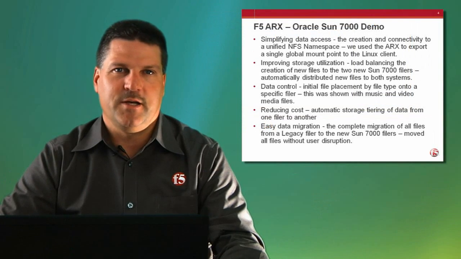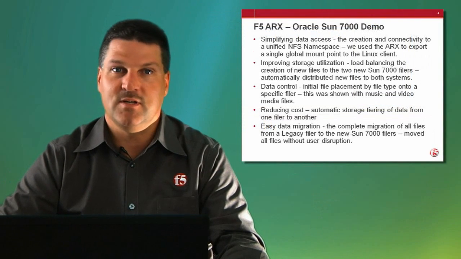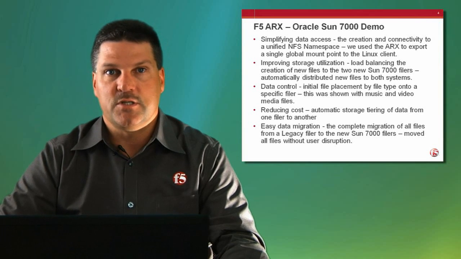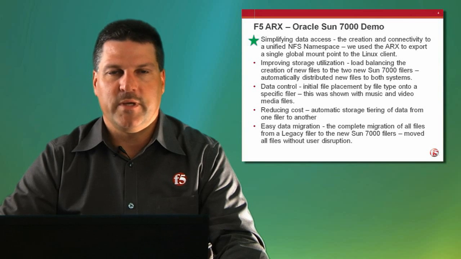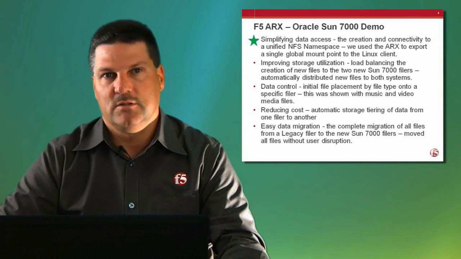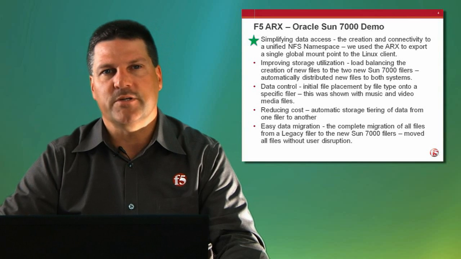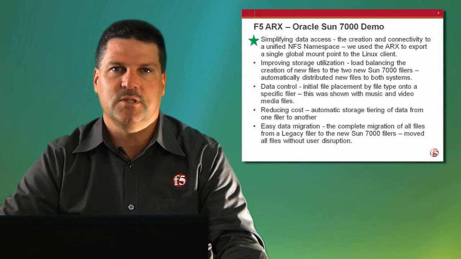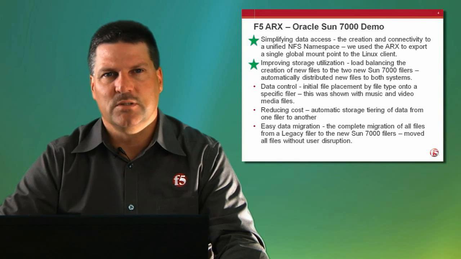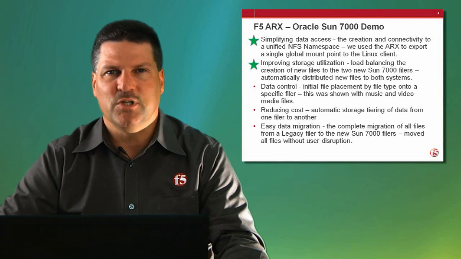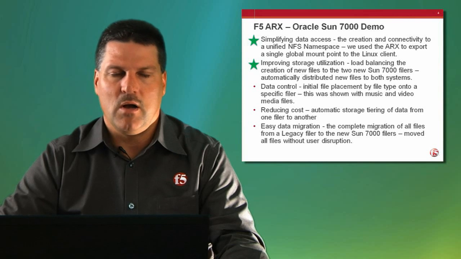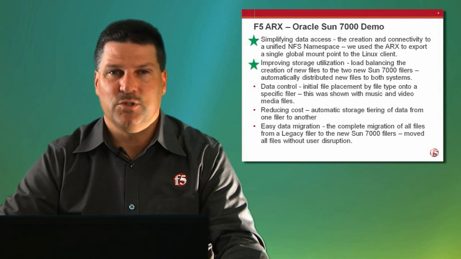Thank you for taking the time to watch the F5 ARX and Sun integration demo, which included five scenarios. Simplifying data access, the creation and connectivity to a unified NFS namespace. We use the ARX to export a single global mount point to the Linux client. Next, improving storage utilization, load balancing the creation of new files to the two new Sun 7000 filers, automatically distributing new files to both systems.